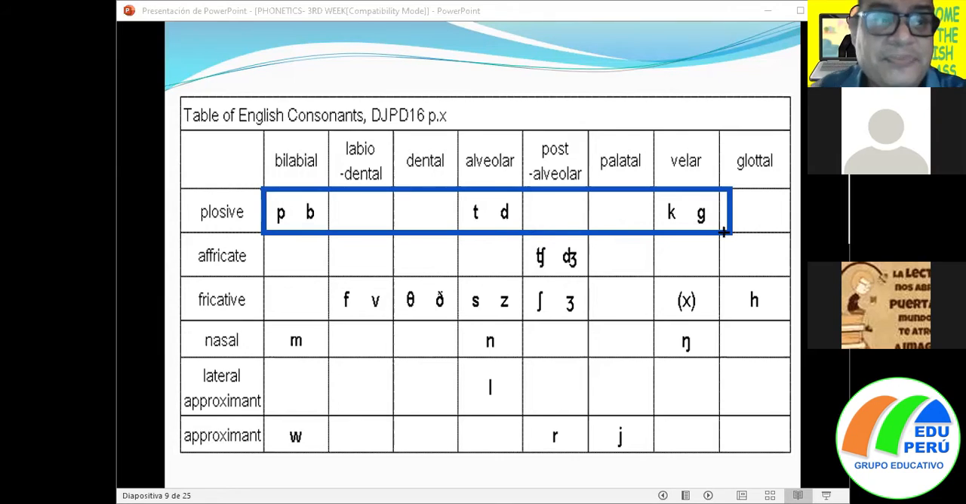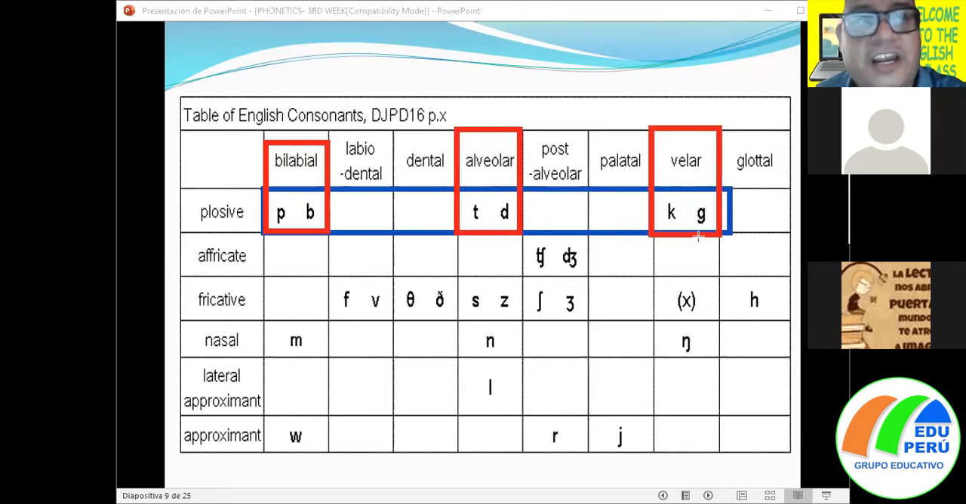What is the difference? The place of articulation. The first two sounds are bilabial. Pa, ba, bilabial. The other two sounds are alveolar. And the next two sounds are velar. So the six sounds are plosive, so the manner of articulation is the same. All of them are plosive or stop. What's the difference? The place of articulation, where you produce the sound.